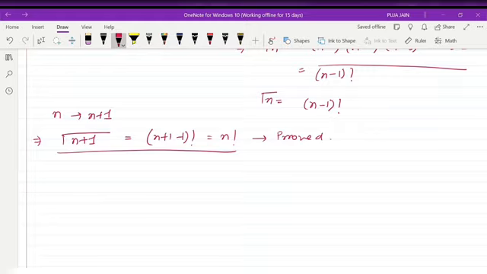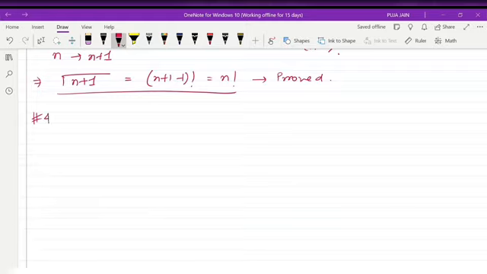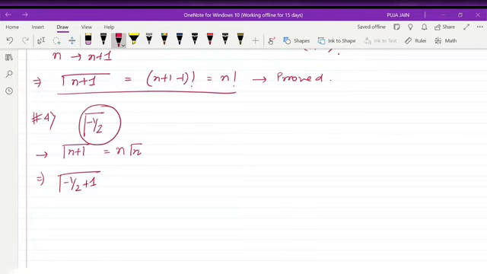Now we will evaluate our fourth result, result number 4. We need to find the value of gamma minus half. We already know that gamma n plus 1 is equal to n gamma n. Suppose I need minus half. If I put n equal to minus half, what am I getting? Minus half gamma minus half.